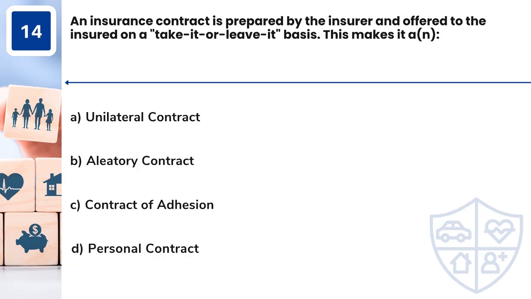Question 14. An insurance contract is prepared by the insurer and offered to the insured on a take-it-or-leave-it basis. This makes it A. Unilateral contract. B. Aleatory contract. C. Contract of adhesion. D. Personal contract.